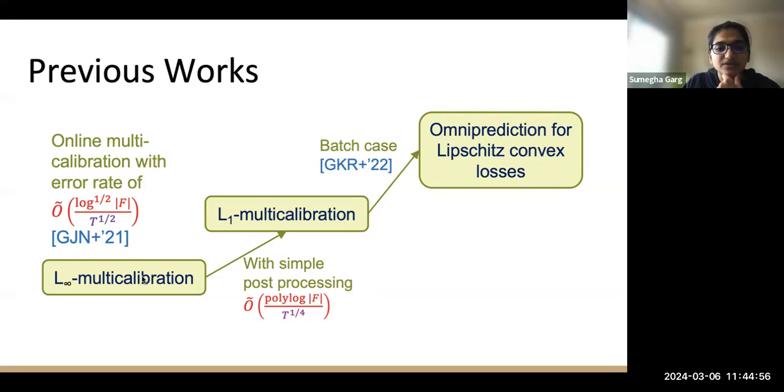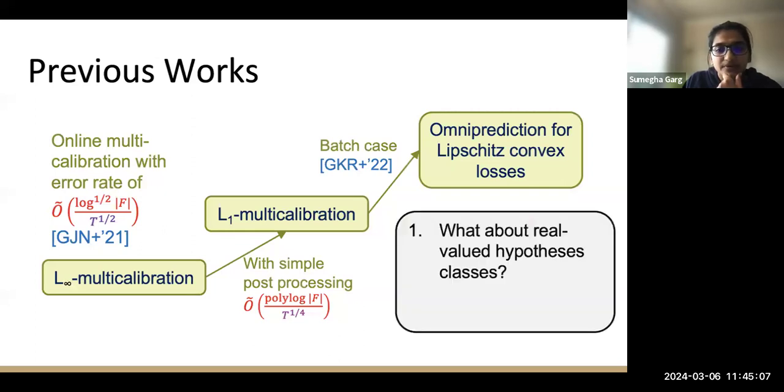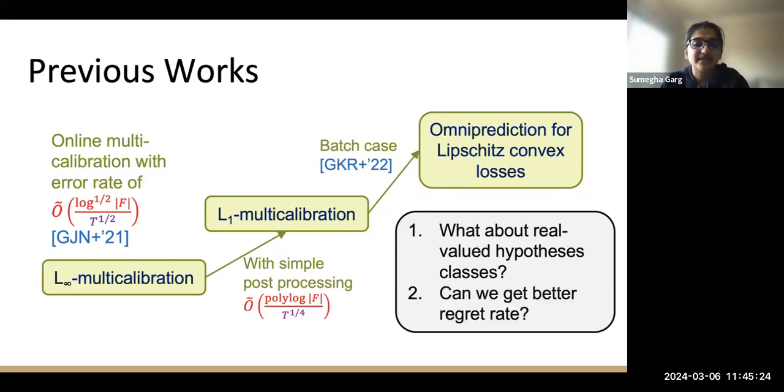So that is what previous work is telling us. And now the question is, can we achieve a regret rate of 1 by square root t? There are two questions. One question is, what about real valued hypothesis classes? Here we are saying that even if the algorithm is inefficient, we get omni-prediction for Lipschitz convex losses for finite hypothesis classes. What about real valued hypothesis classes? And the second is, can we get better regret rates? Because if you had a single loss, then we could have expected a regret rate of 1 by square root t, but here we are getting 1 by fourth root of t.